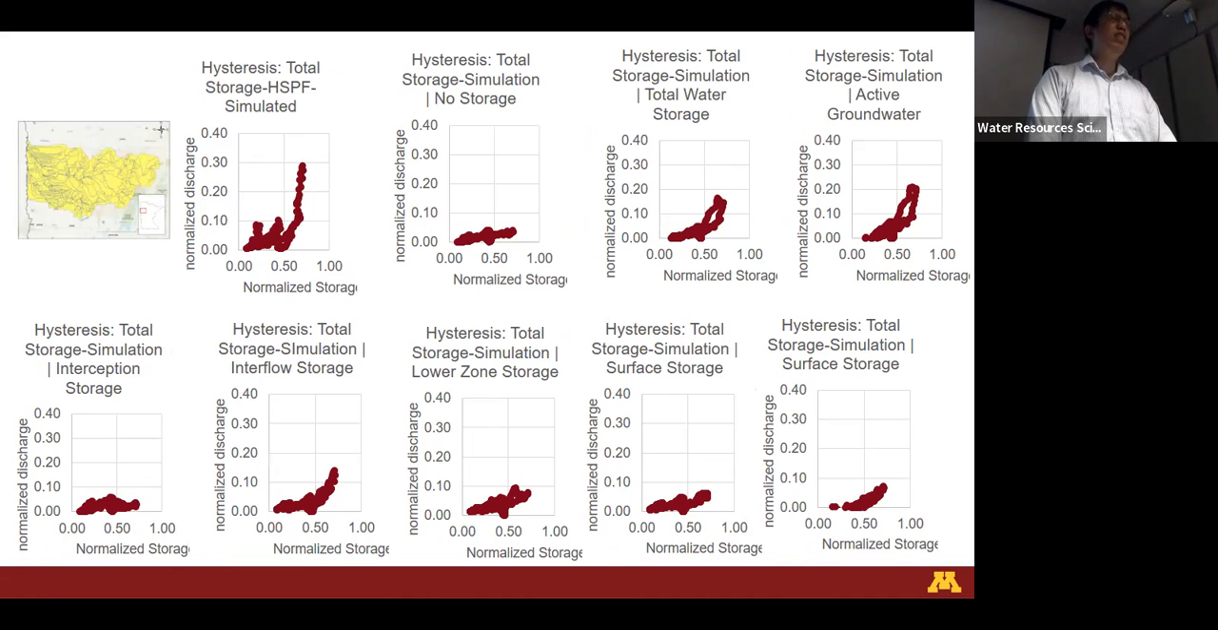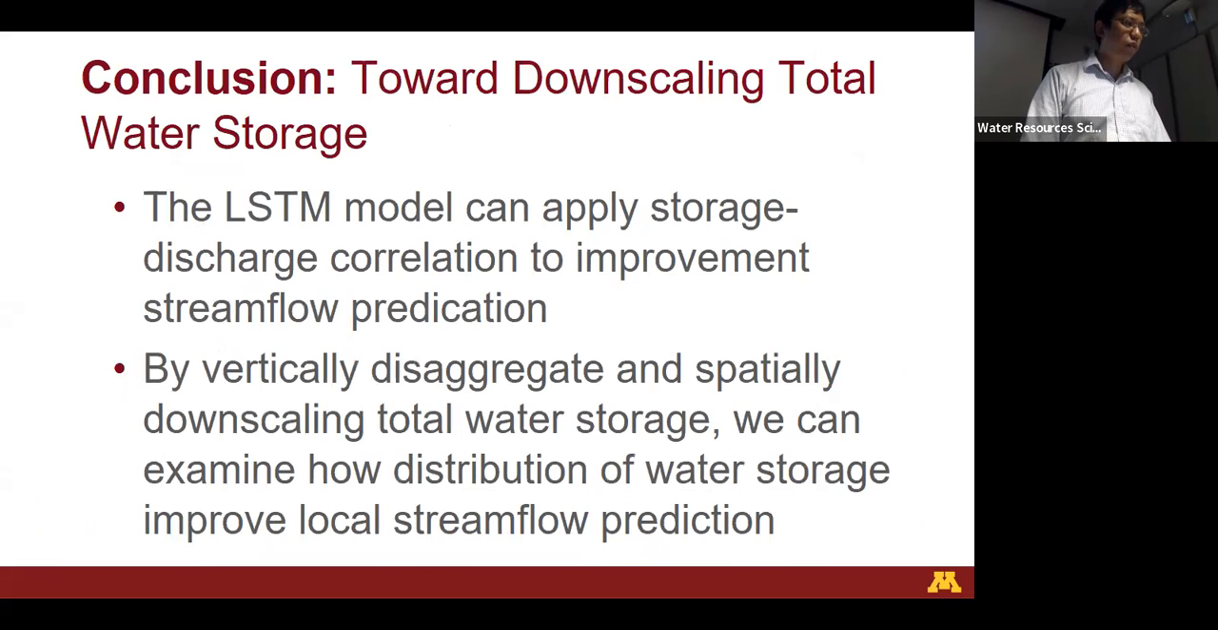And my next step is that I will have to figure out how to explain such hysteresis and how to apply it to improve the existing prediction of the machine learning based rainfall runoff model.